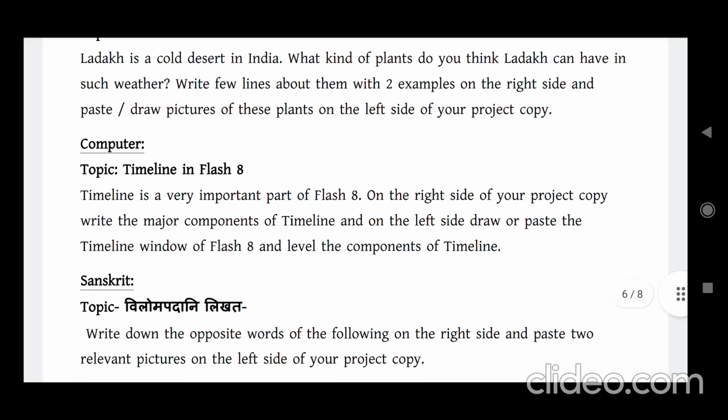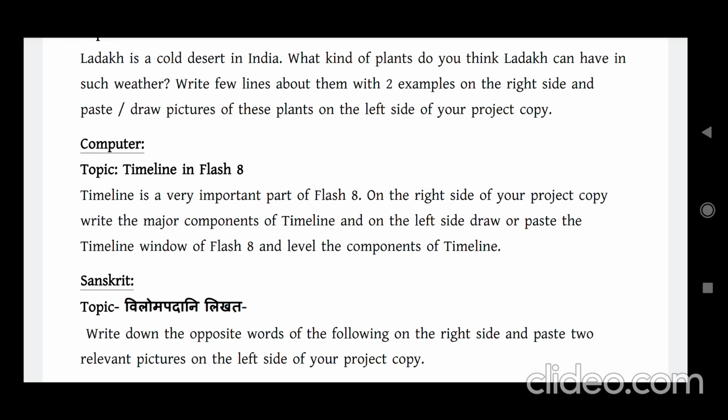The subject is computer and the topic is timeline in Flash 8. So your project topic is timeline, which is a very important part of Flash 8. On the right side of your project copy, write the major components of timeline, and on the left side of your project copy, you can draw or paste the timeline window of Flash 8 and label the components of timeline. This is your computer project.